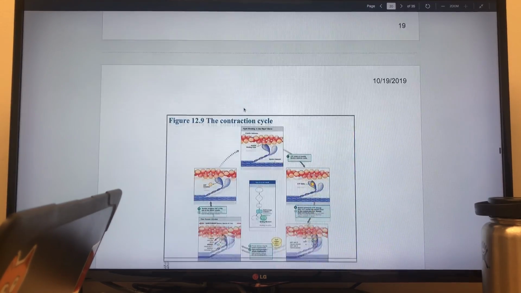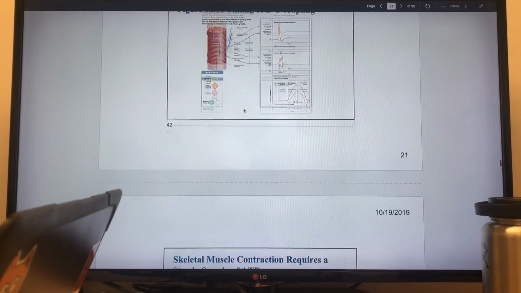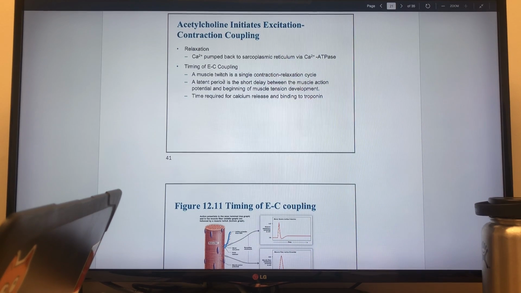So is EC coupling from the action potential to the muscle movement, or action potential to the release of calcium? I'm guessing it's the time required for calcium release. Okay, so it's action potential to calcium. Okay, got it. That's all I wanted. Thank you. And that's what I meant by it's like telephone, because it takes a little bit of time to reach.